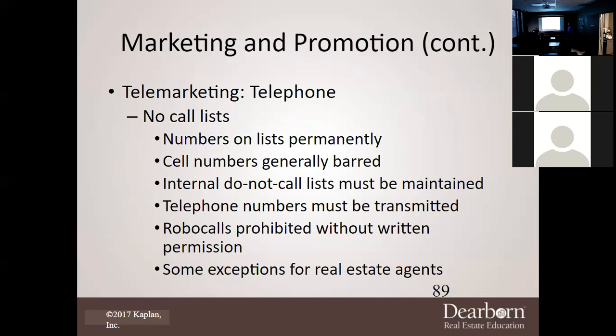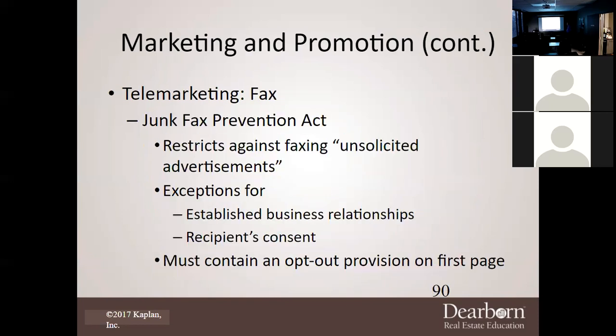Another thing is telemarketing. Okay? So again, there is what's called the no-call list. And these are numbers that are listed permanently. Again, cell phone numbers are generally barred. Internal do not call list must be maintained. Telephone numbers must be transmitted. And robocall is prohibited without written permission. Some exceptions for the real estate agents are provided. But again, it's not advisable that you actually do telemarketing unless you know what you're doing. Okay. Further, you can't do junk fax.